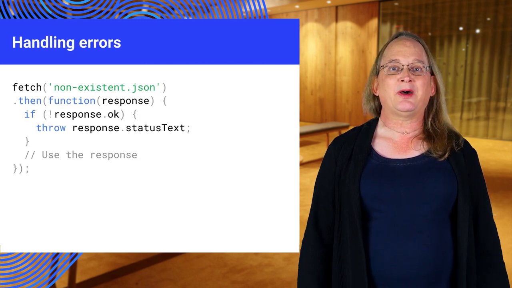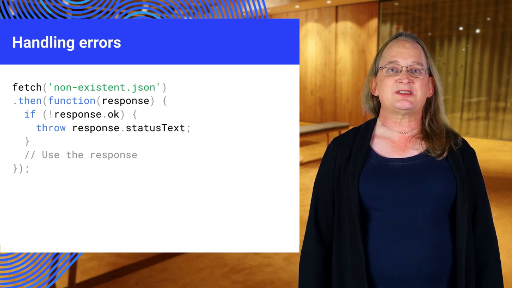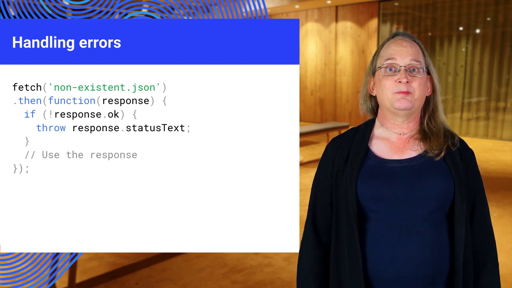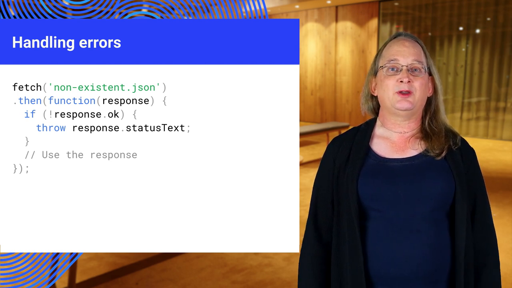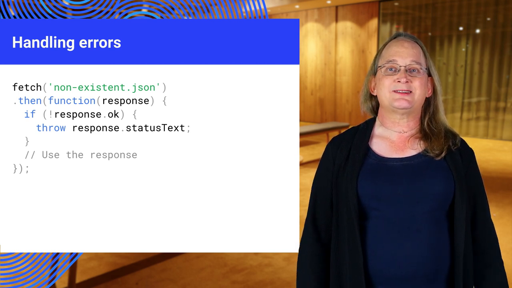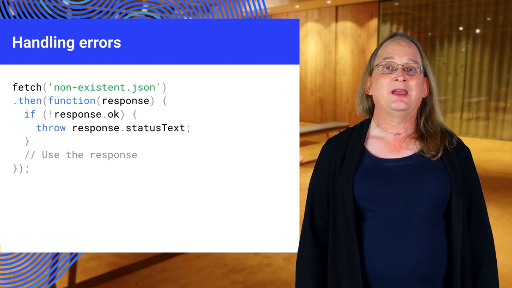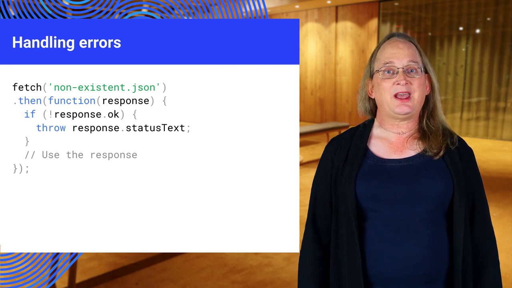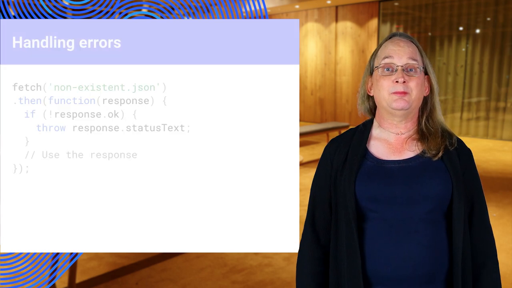Let's talk a little more about handling errors. By default, Fetch doesn't throw an exception if the server returns an error, but instead returns a normal response. The response.ok property will be true if the server returned 200 and false otherwise. You can always check response.status for the actual code. In this example, we're throwing an exception if the file can't be found. This is a best practice, and you should make a habit of checking response.ok early.